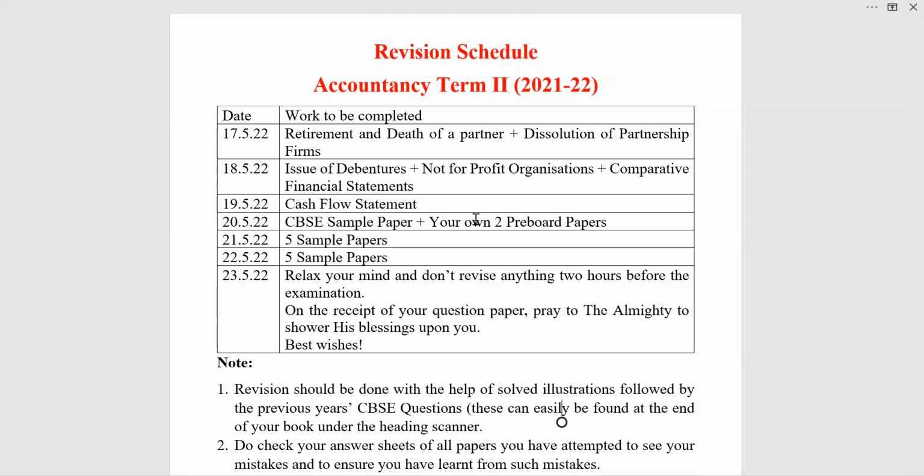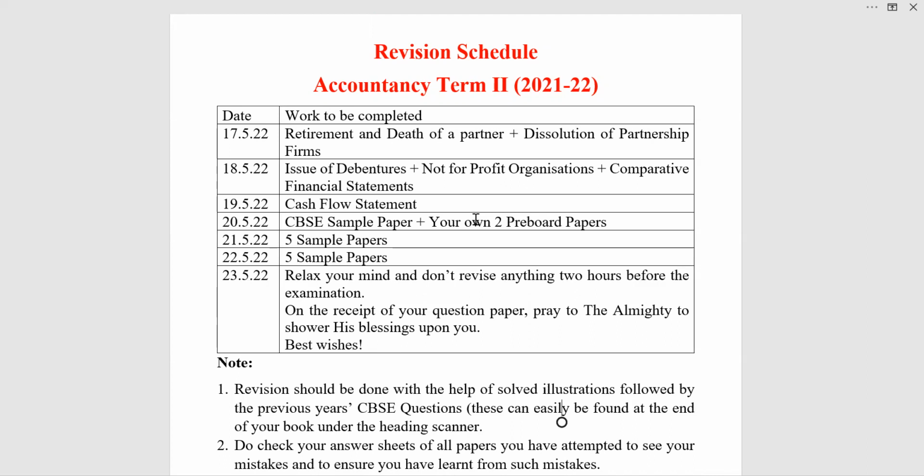On May 18, you can take issue of debentures, not-for-profit organization, and one more chapter, comparative financial statement. Out of these three chapters, not-for-profit organization will take more time, issue of debentures will take less time, and comparative statement will take the least time. This way, these three chapters can easily be done in a single day.